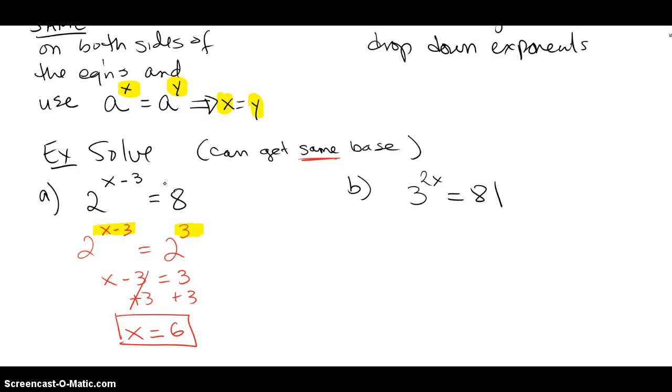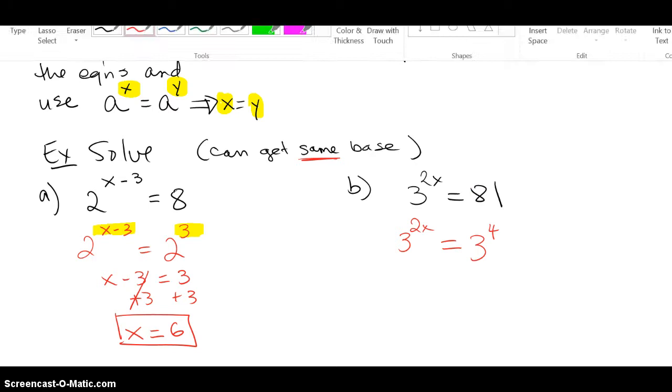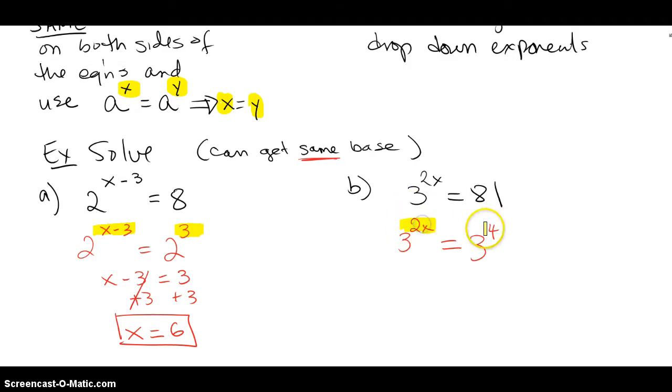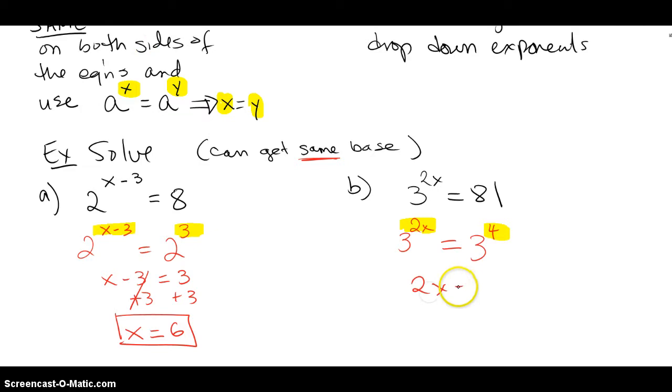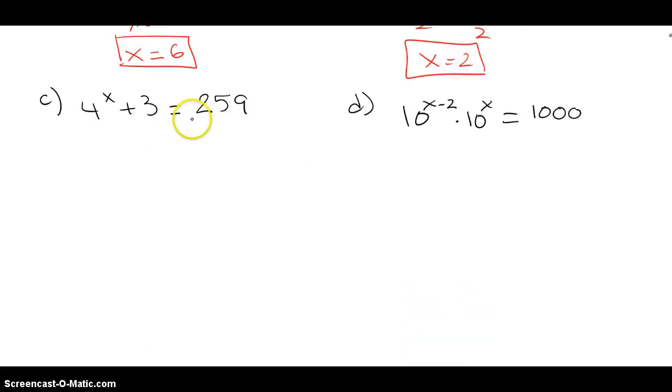We do the same thing for part B. I'm going to leave the 3 alone and rewrite 81 with a base of 3. So 3 to the 2x is equal to 3 to the 4th, because 81 is 3 to the 4th. And once I have that, this must be equal to this, since the bases are the same. So I have 2x equals 4, and ultimately x must be equal to 2. Okay, solve this exponential equation.